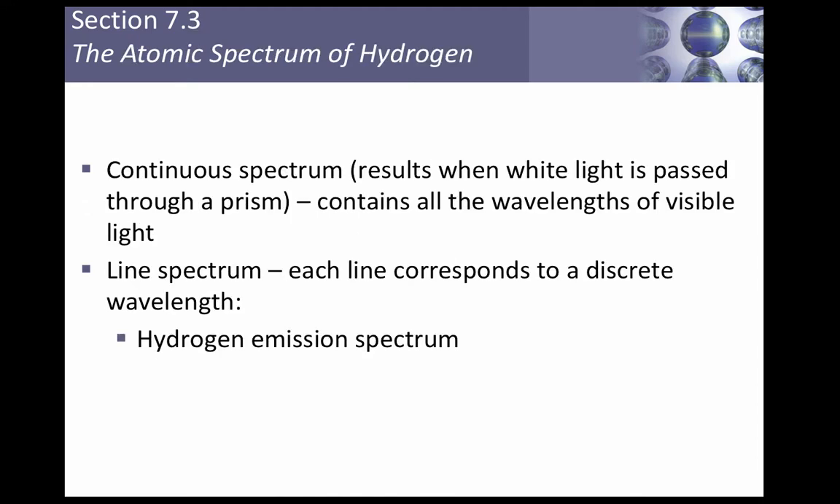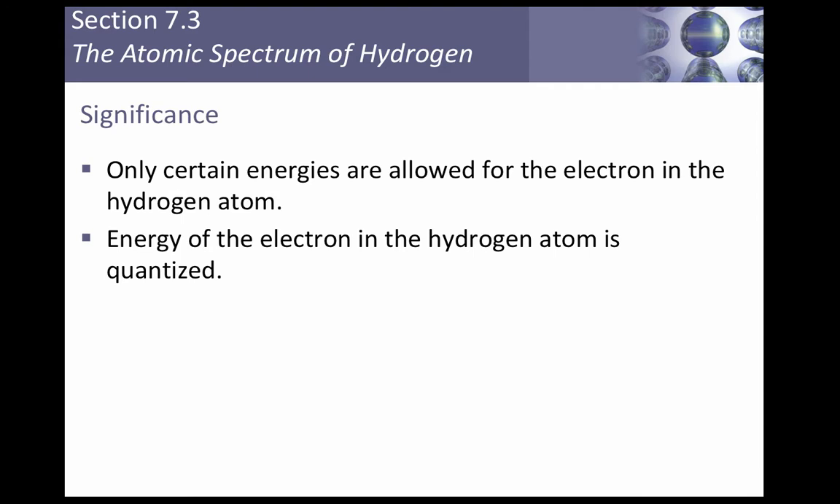So just a couple of definitions. We have the continuous spectrum, which is kind of like what we see with the rainbow, and we have a line spectrum, which is what we see with the gas discharge tubes, which we've looked at.